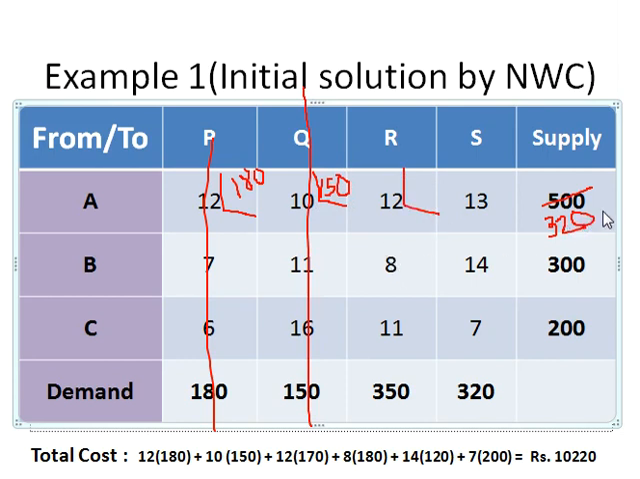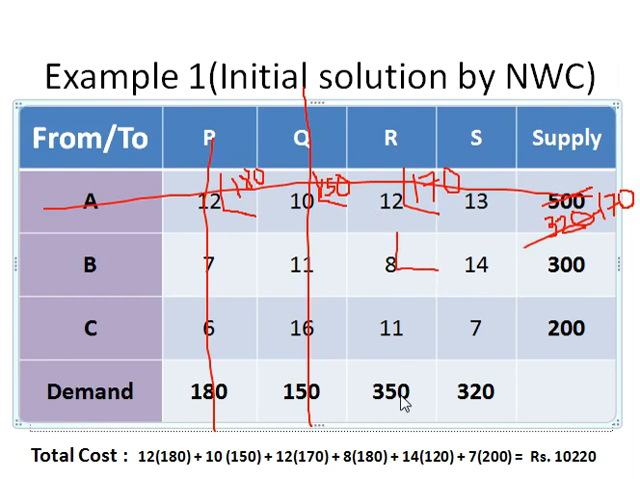Out of this 320 we have consumed 150, so we are left with 170 units, and the demand is 350, so we can only supply 170 here. Available quantity is 170, so this supply is satisfied, and we can strike out this row. Now from the remaining values, the northwest corner is this one.